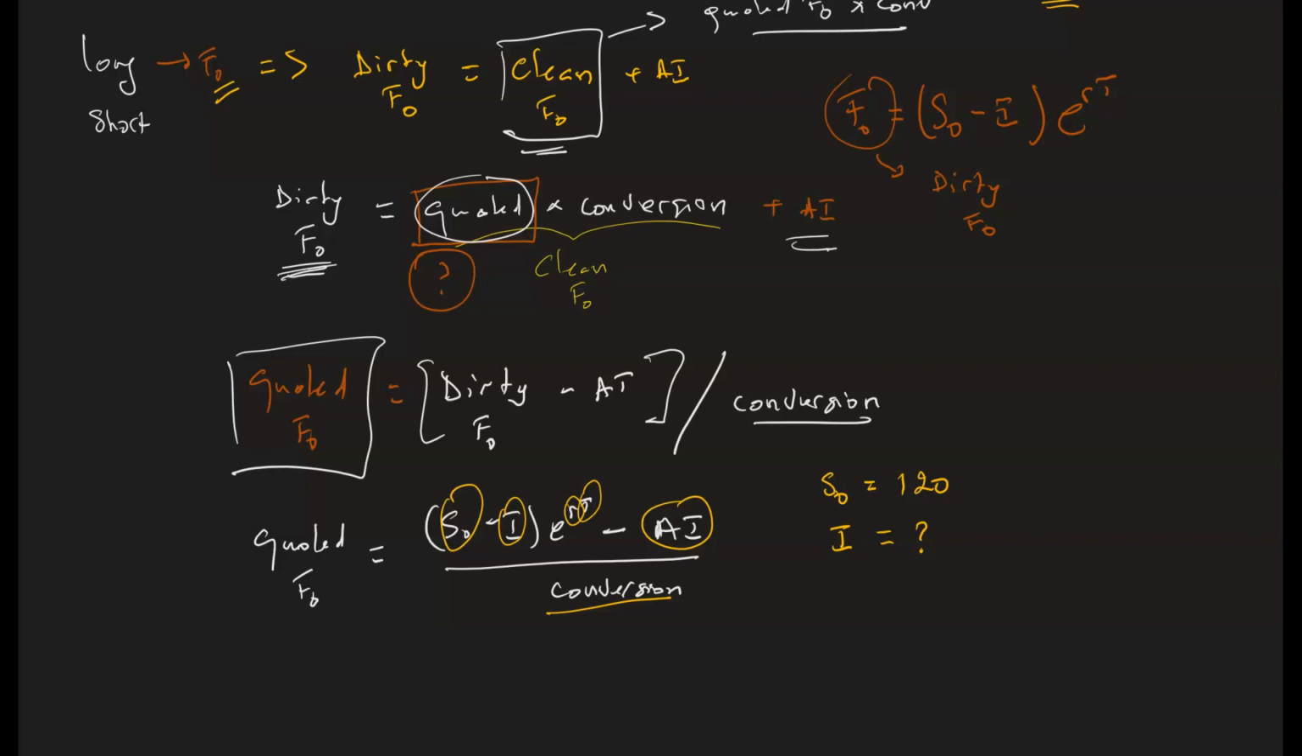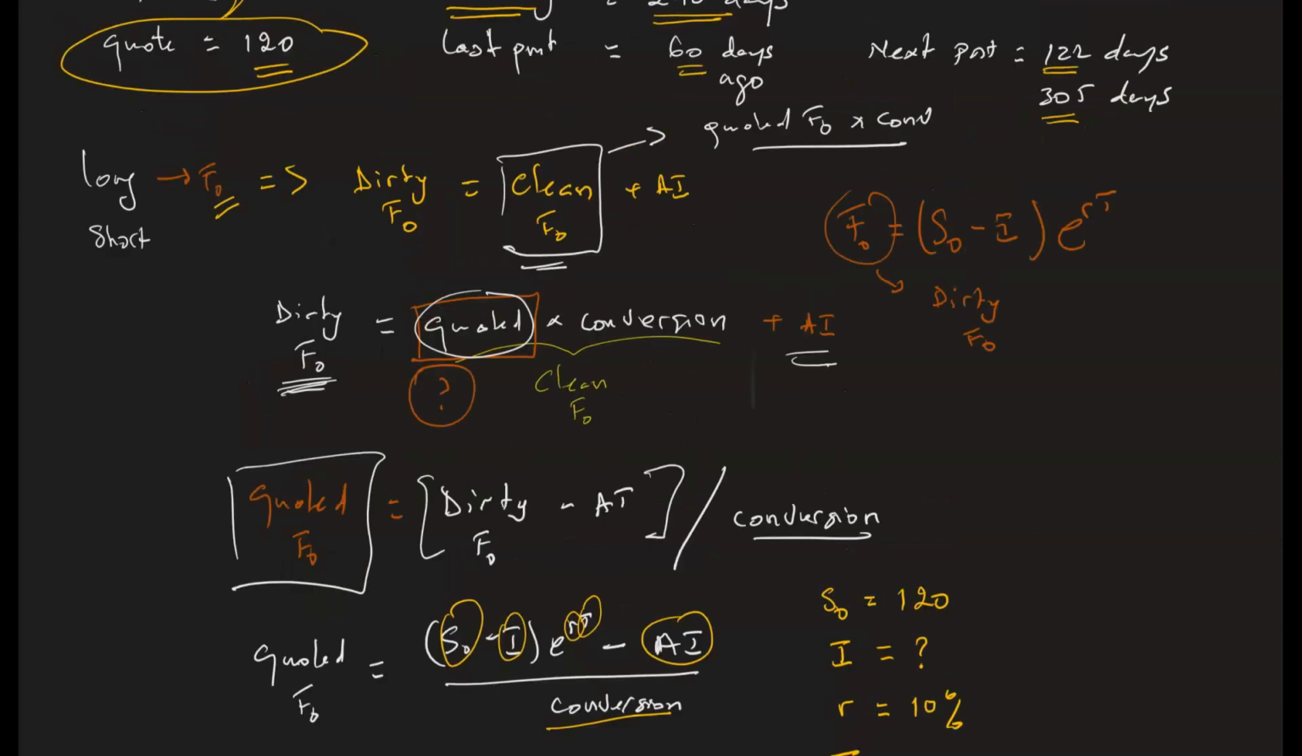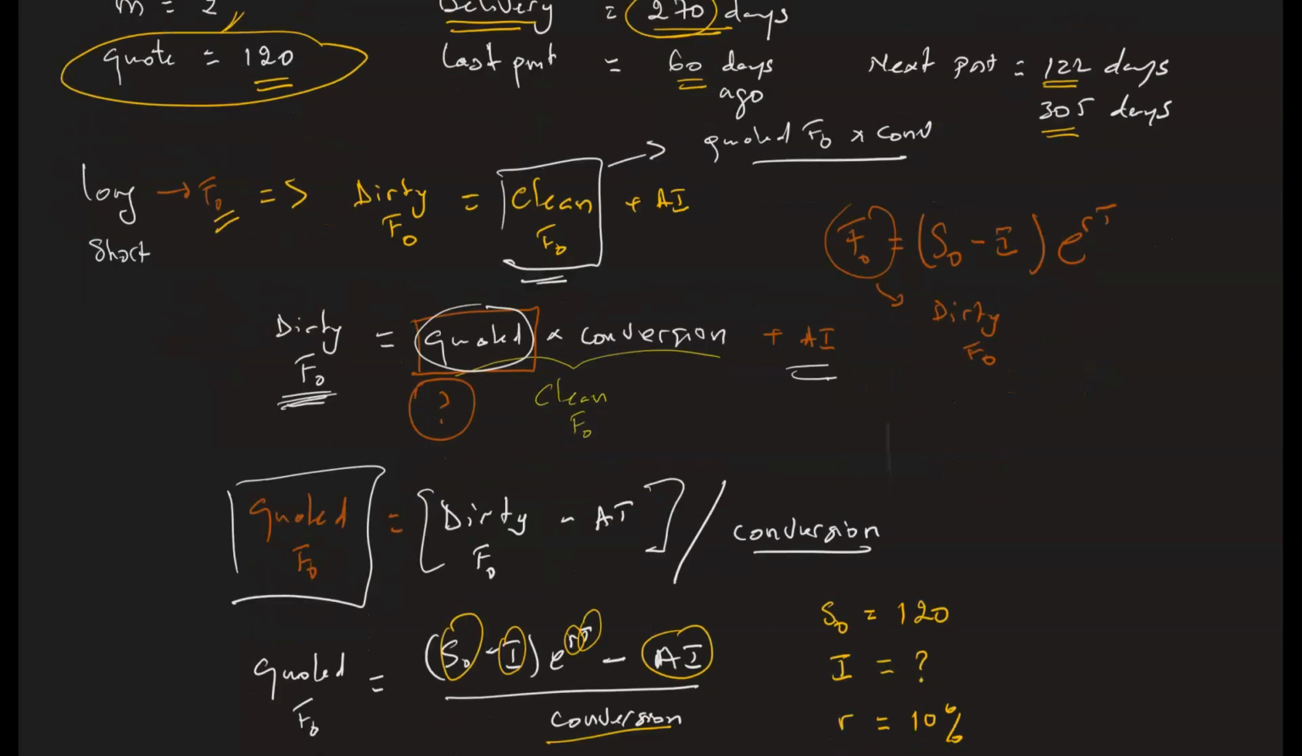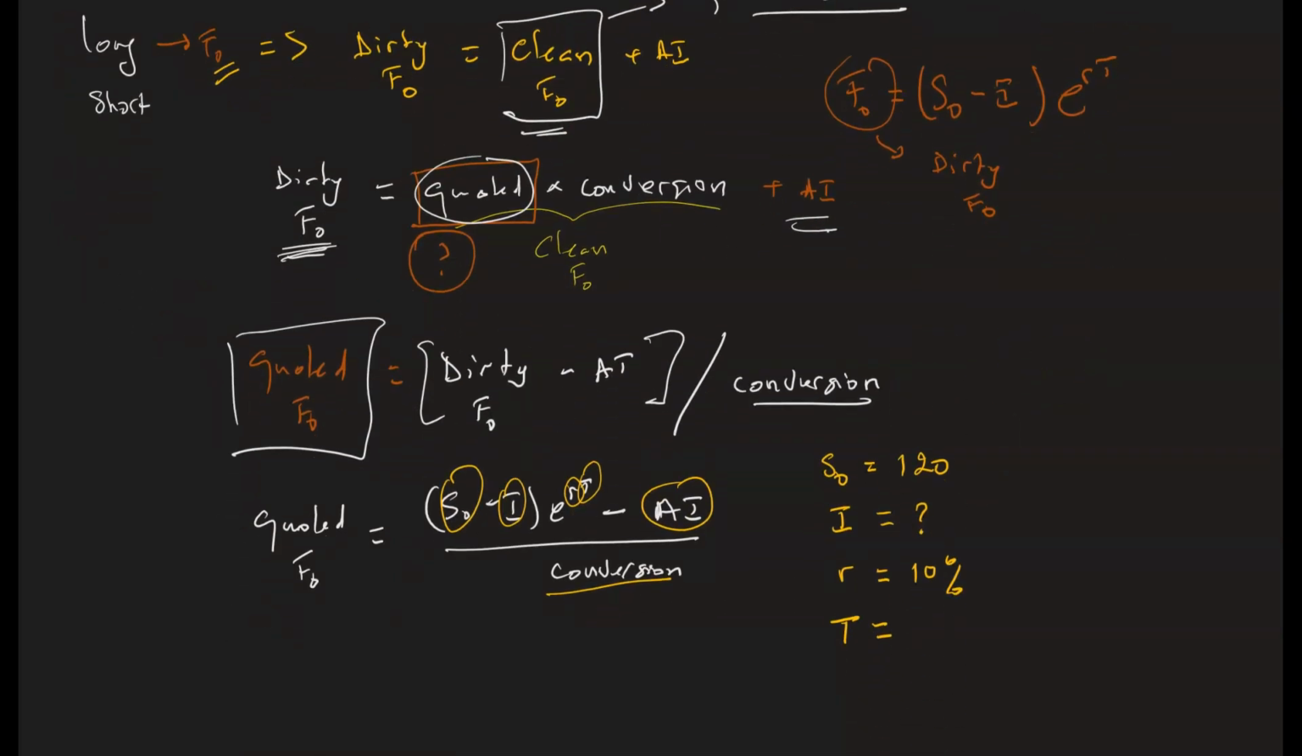We do have the interest rate, so R, we do have it. Remember, we said it's continuously compounded, and it is also a flat curve. So R is going to be 10%. The maturity of our contract, which is T, we are told that the contract is going to be delivered in 270 days. But we're going to express that in years, so it's going to be 270 days divided by 365. There are 365 days in a year.